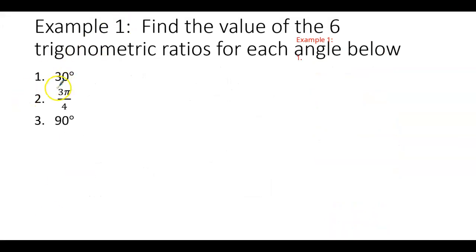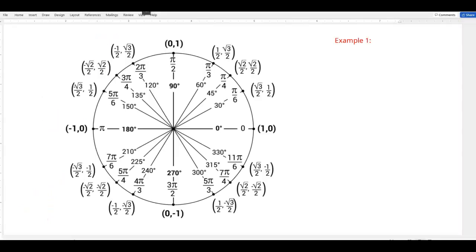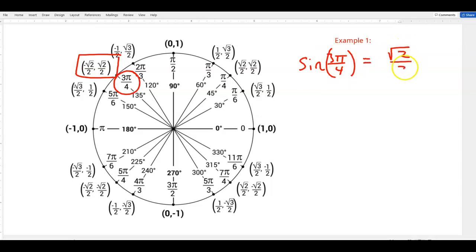All right, so for number 2, we want to find the angle 3 pi over 4, and that's in radians. So let's go back to our unit circle now. First of all, let's find 3 pi over 4. Next, let's find the coordinates for that point. So my x value is negative radical 2 over 2, and my y value is radical 2 over 2. So let's go ahead and find our 6 trig ratios for that. So let's start by doing sine of the angle 3 pi over 4. Sine is just the y value, and so that would be radical 2 over 2.